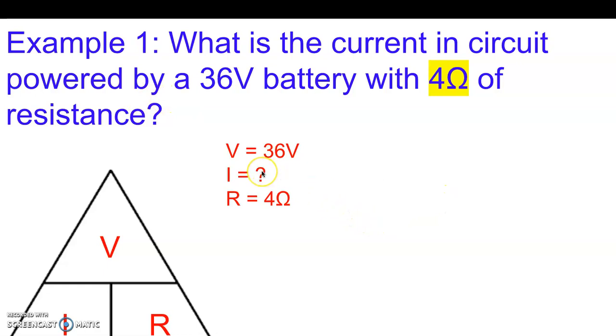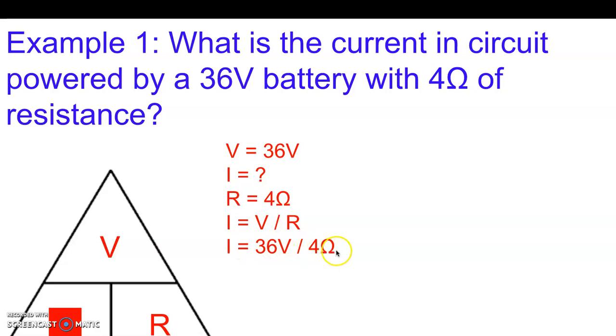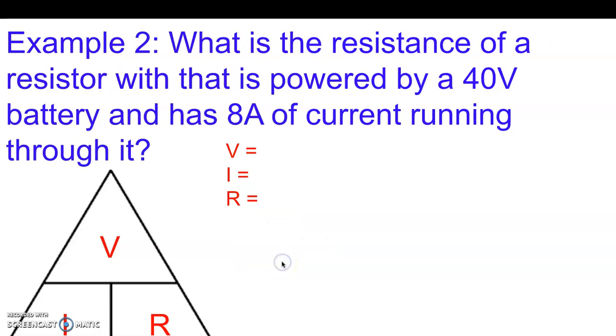Okay, and so then since we're solving for I, our equation becomes I equals V over R, because when we cover up I, we're left with V and R in the triangle. So then we'll plug in for V and R. V was 36 volts, R was 4 ohms. I equals 36 volts over 4 ohms. I equals 9 amps. So hopefully that's pretty straightforward. We're just going to go through 2 more examples.